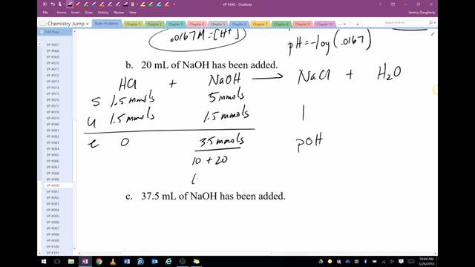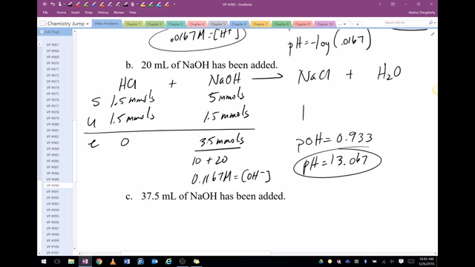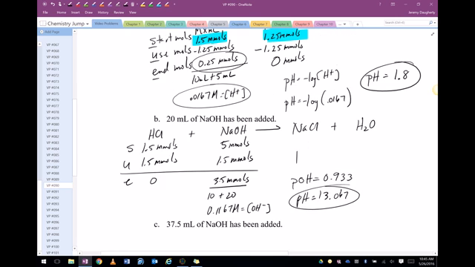So I get 0.1167. That's my concentration of hydroxide. So my pOH is 0.933. My pH is 14 minus that value, which is 13.067.